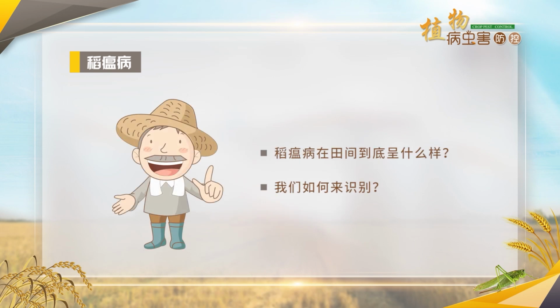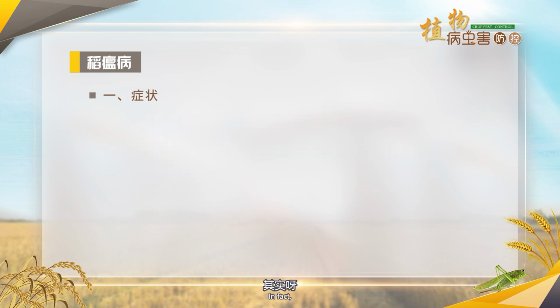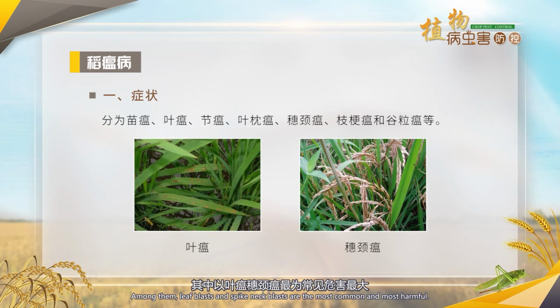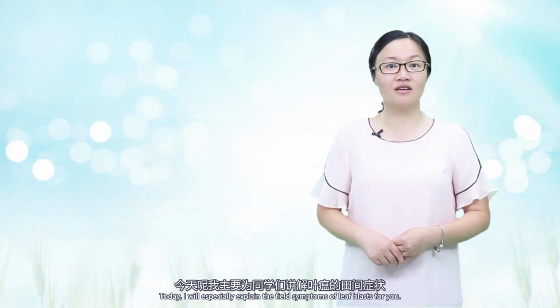fields. So what exactly does the blast of rice look like in the field? How do we identify it? In fact, the blast of rice occurs throughout the rice growth duration. It is classified into seedling blast, leaf blast, node blast, spike neck blast, and grain blast, according to the different damage periods and positions. Among them, leaf blast and spike neck blast are the most common and most harmful. Today, I will especially explain the field symptoms of leaf blast for you.